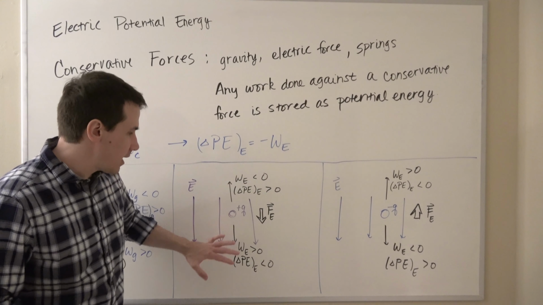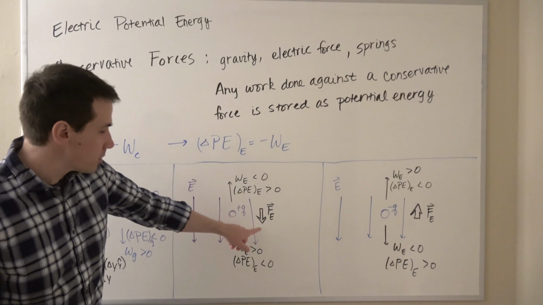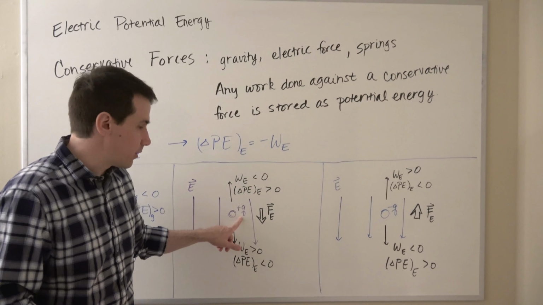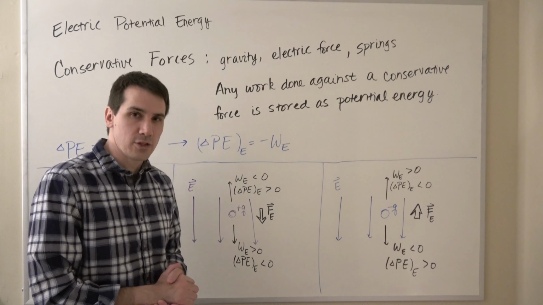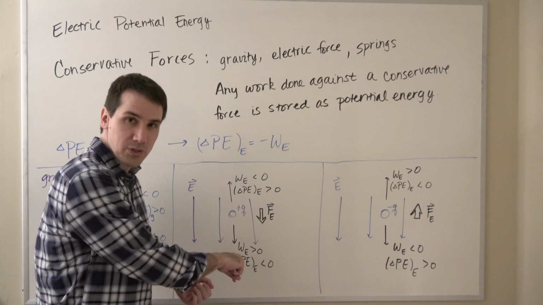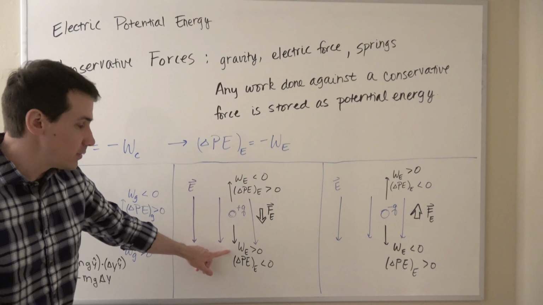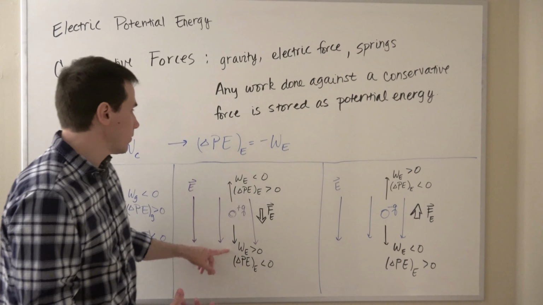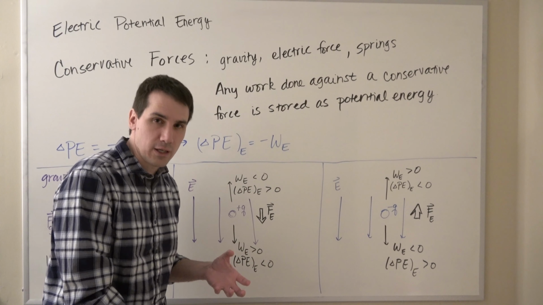So imagine that I have an electric field pointing downward. Well, the force on my positively charged particle here is also downward. And just like in the gravitational field case, if I release the particle, it's going to experience a force downward due to the electric field. The electric field is going to do positive work on the particle, which is going to lead to a loss of potential energy of the particle.